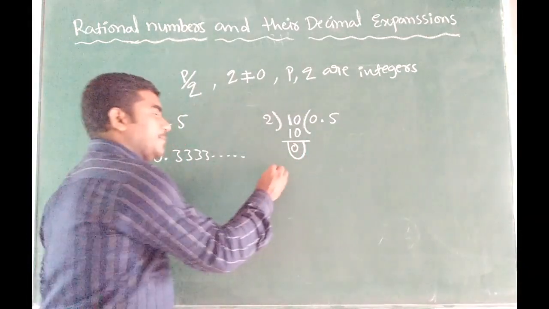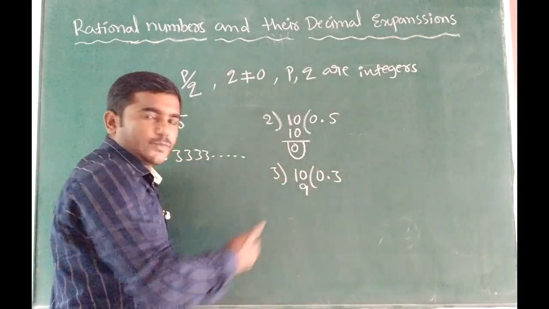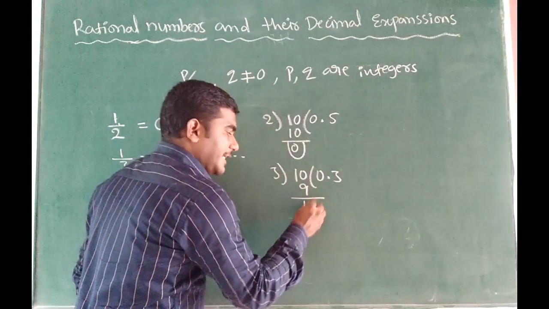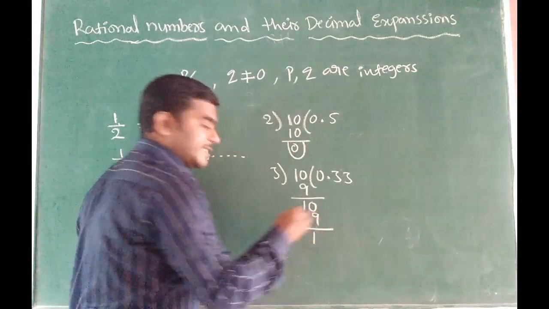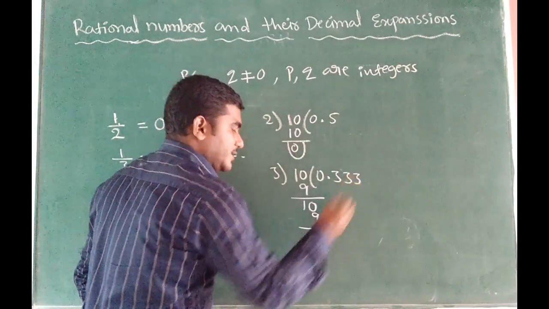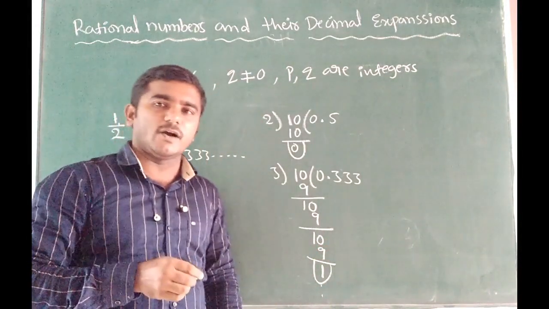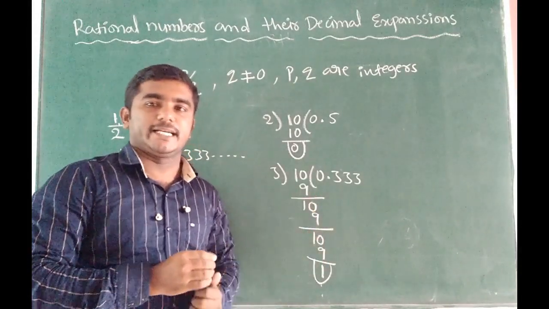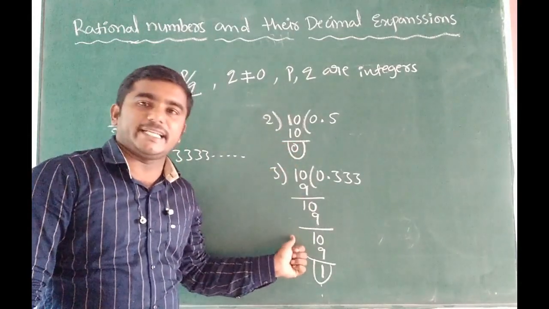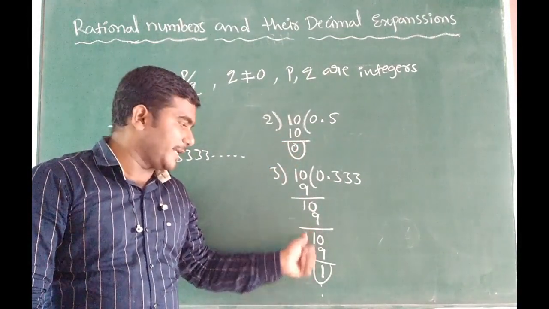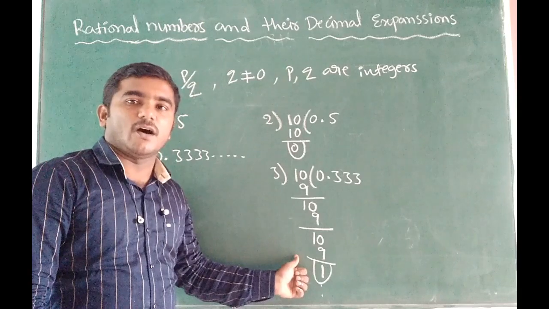Suppose you take 1 by 3. 0 point, here 3 threes are 9, 10 minus 9 is 1. Again you take 0 here, again 3 threes are 9, 10 minus 9, again 1. Here 3 threes are 9, 1. See, here it is a continuous process, because you are not getting 0 as a remainder. Here in 1 by 2 you got remainder 0, so it terminated. But here you are not getting 0 as a remainder. You are getting remainder 1, again remainder 1. So it is non-terminating. When the remainder is not 0, it is called non-terminating.